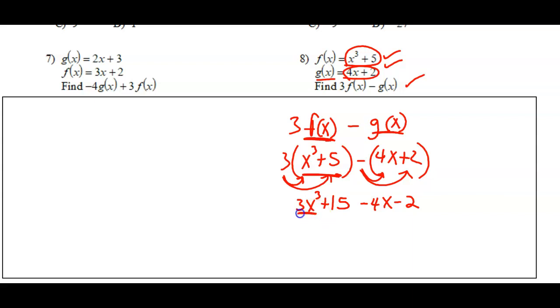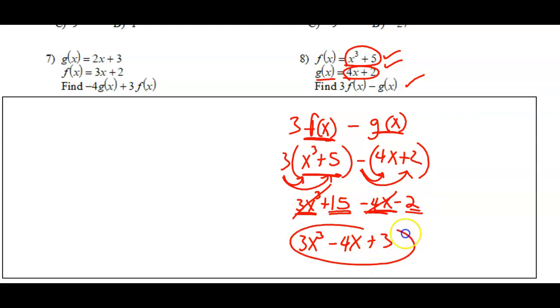So for instance, there's only one x cubed here, so that's going to stay the same. Not going to do anything with that. There's also only one x term here, just an x to the first power, so that's going to stay the same. But these two are just both numbers. We can combine those together. So that would be 13 if you do 15 take away 2. And so there's our final answer for that one.